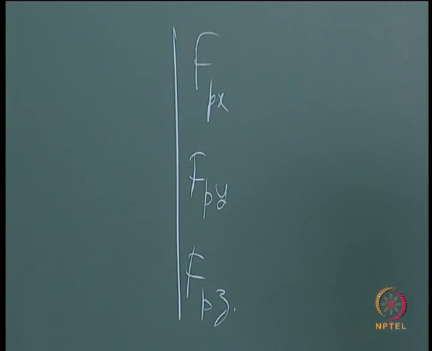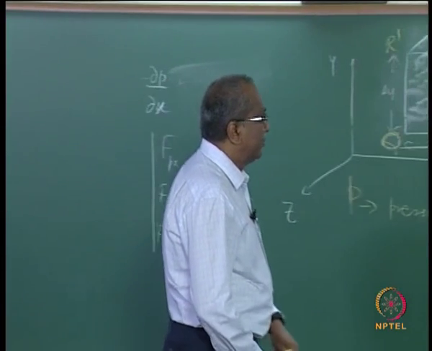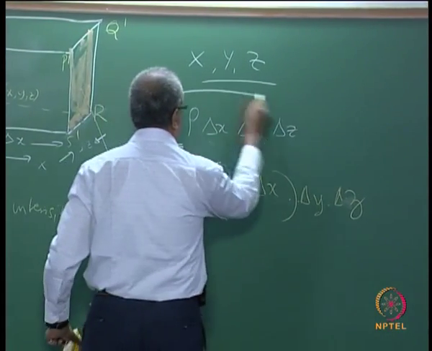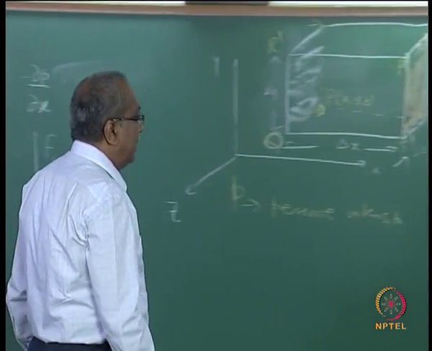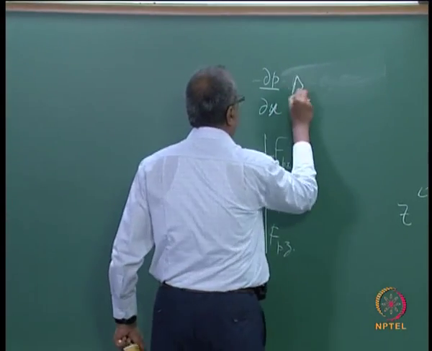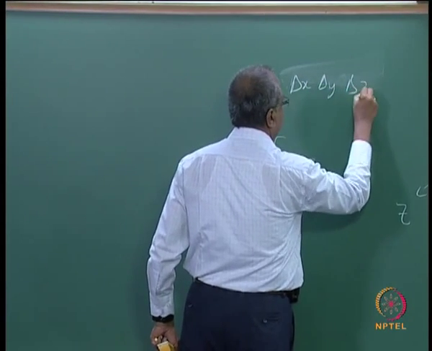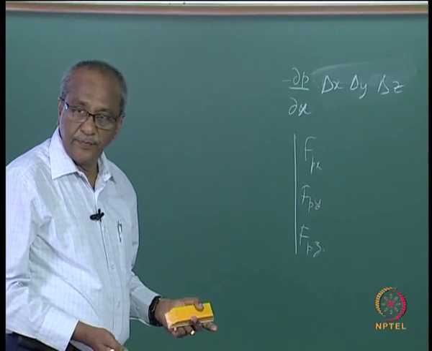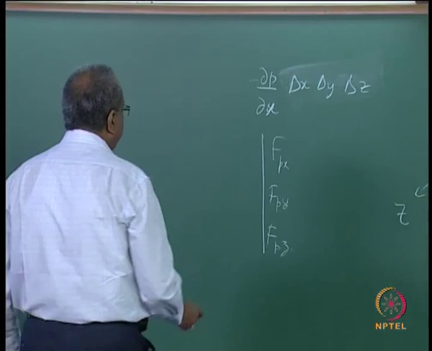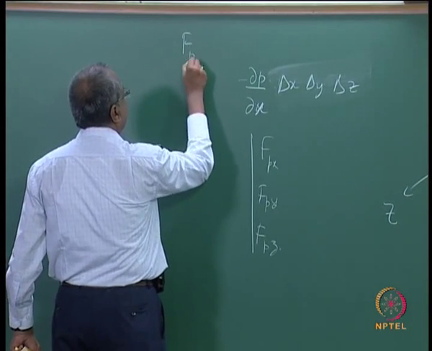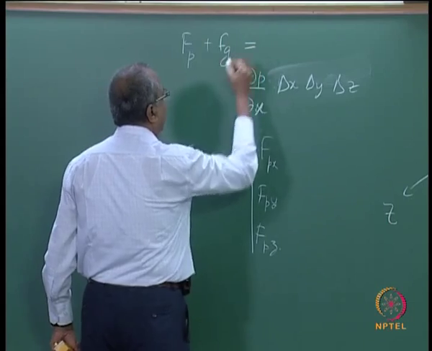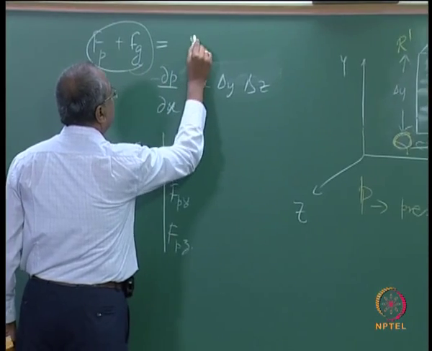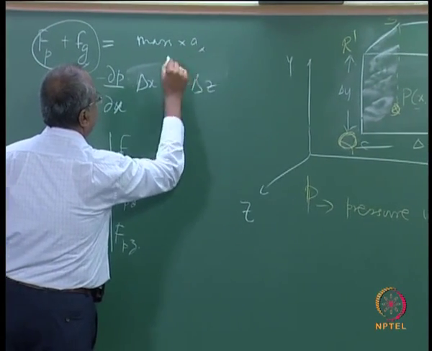Now, adding the pressure force with the body force. The body force I have already explained, this is the body force and this is the pressure force. So these two have to be added. What does that mean? That is Fp plus Fg equal to mass into acceleration, right. So this is the total force equal to mass into acceleration.